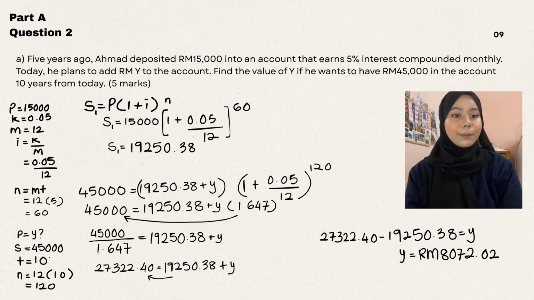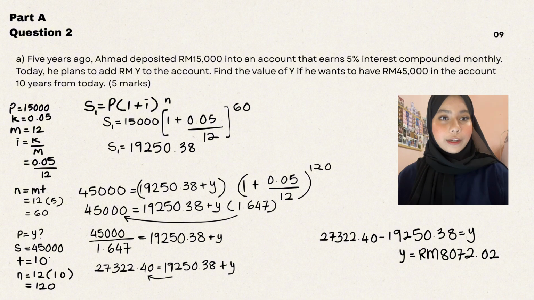Next, take out the number and insert into formula. So, the calculation is S1 equal to 50,000 bracket 1 plus 0.05 divided by 12 bracket base 60. Then S1 equal to 19,250.38. Next, 45,000 equal to bracket 19,250.38 plus Y bracket. Then bracket again with 1 plus 0.5 divided by 12 bracket base 120.